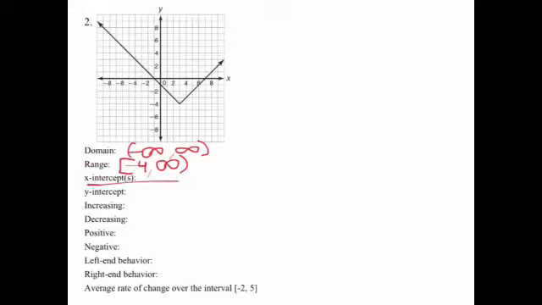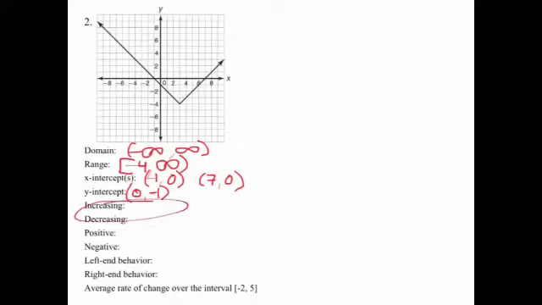This one has multiple x-intercepts because it crosses over here and right there. So you just write them both down. Negative 1, 0. And also the point 7, 0. It only has one y-intercept, which is right there. That's the point (0, negative 1).